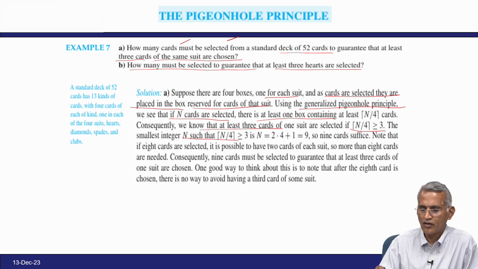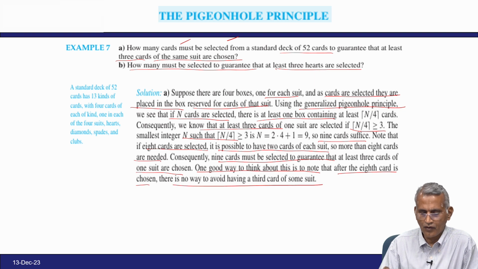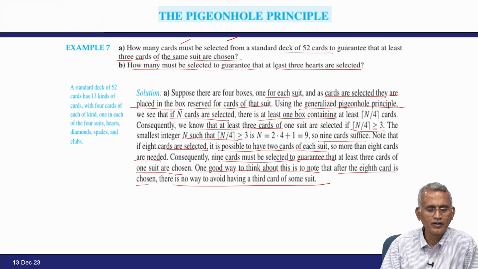So, 9 cards suffice. Note that if 8 cards are selected, it is possible to have 2 cards of each suit. So, more than 8 cards are needed. Consequently, 9 cards must be selected to guarantee that at least 3 cards of one suit are chosen. One good way to think about this is to note that after the 8th card is chosen, there is no way to avoid having a 3rd card of some suit. So, this way we can attack the problem of example 7a.